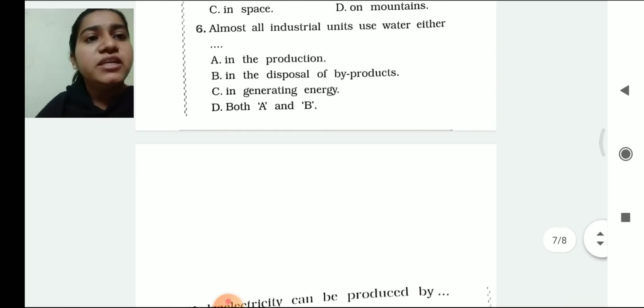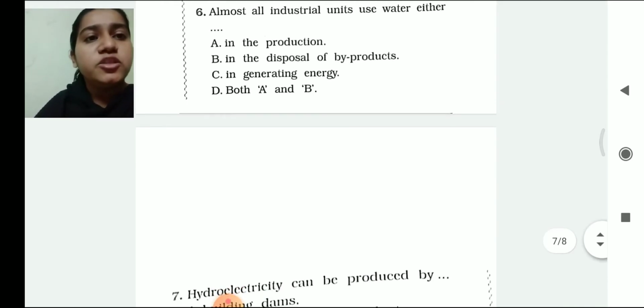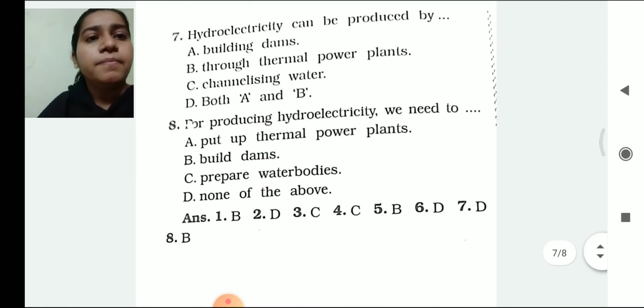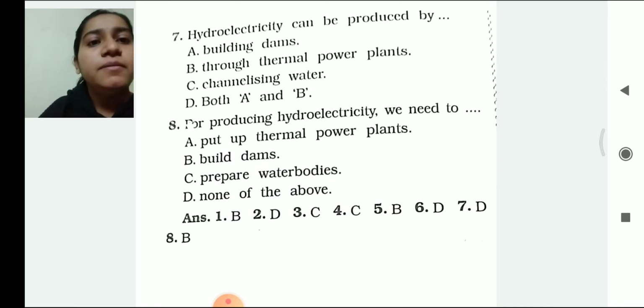Almost all the industrial units use water either, let's see the options, in the production, in the disposal of byproducts, in generating energy, and the last option is both option A and B. The answer is option A and B. Hydroelectricity can be produced by building dams, through thermal power stations, channelizing water, and both A and B. So the answer is both A and B, that is building dams and through thermal power plants.